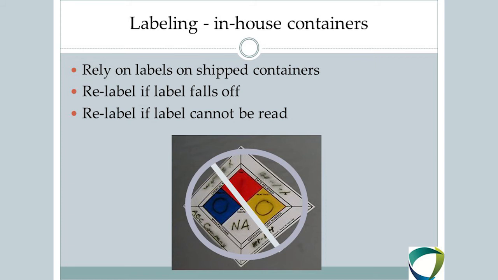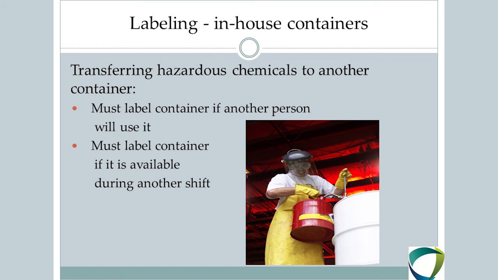Employees can rely on the labels that were on the containers when they arrived in the workplace. OSHA does not require containers to be relabeled unless the label falls off or it becomes unreadable. When hazardous chemicals are transferred into another container, the new container must be properly labeled. There is a very limited exception to this.